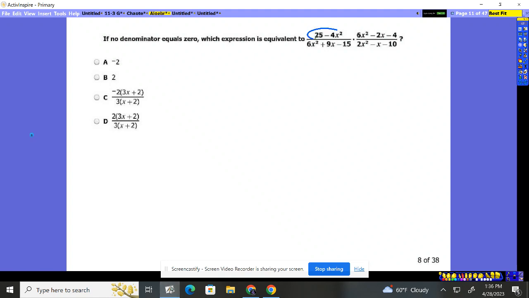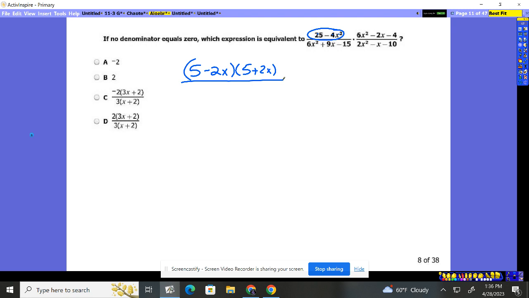Here I notice this is a difference of squares. 25 is a perfect square, 4 is a perfect square, as is x squared. So it's going to break down to 5 minus 2x times 5 plus 2x. Okay. The bottom, I am going to look at that.